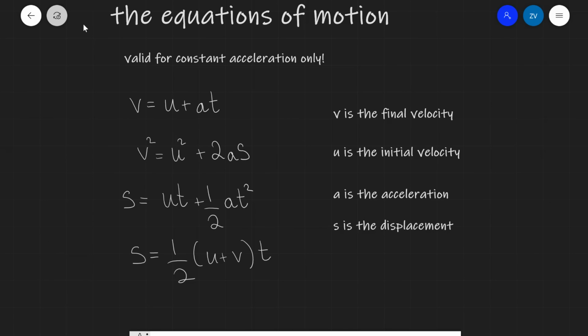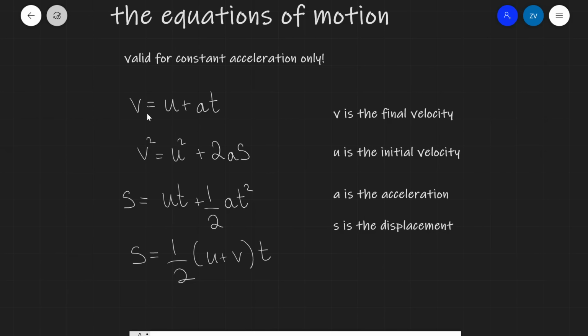Okay, now on to the equations of motion next. First off, just a little disclaimer that these are valid only for constant acceleration. We have a list of 4 equations that were given in A Level Physics that you don't need to remember. They will be given in your formula booklet. However, we're going to be using them so much that they'll probably become second nature and you will remember them.